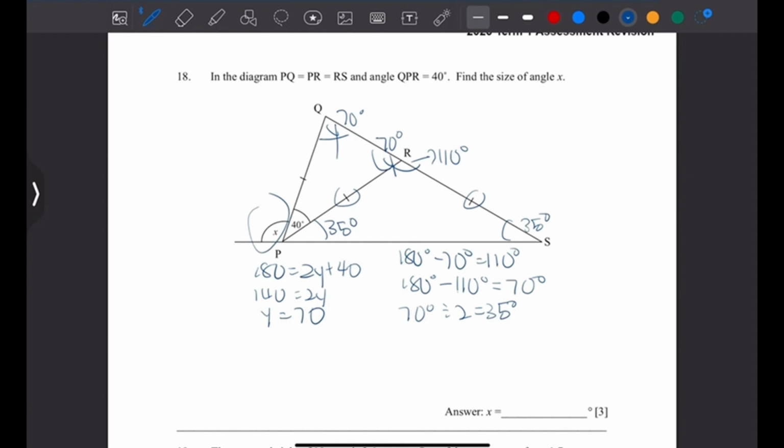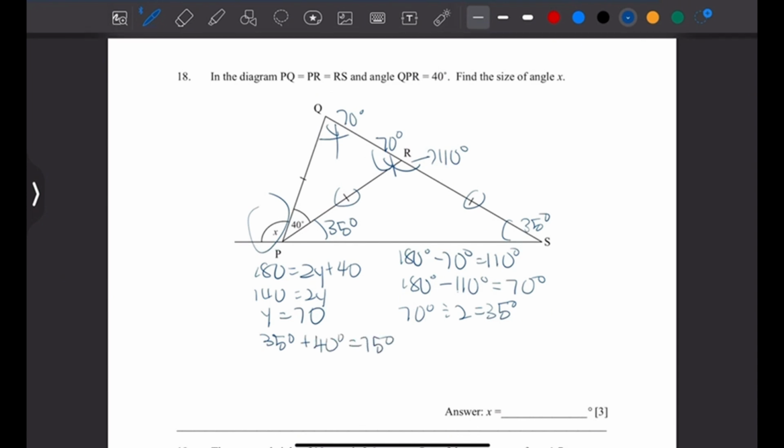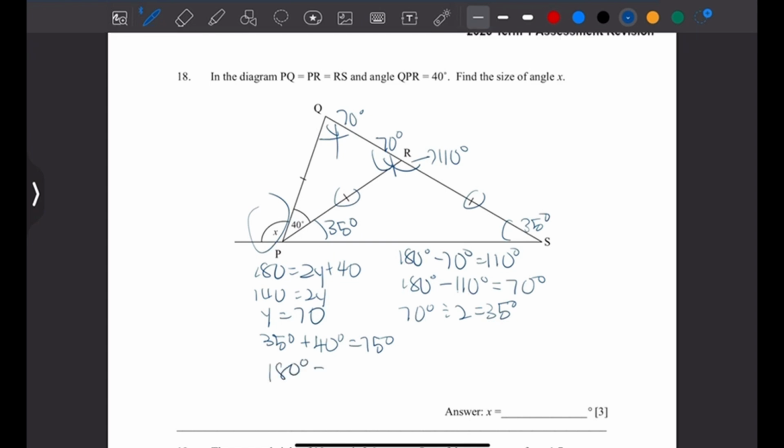Now we want to find angle X. To find this, we use 35 degrees plus 40 degrees equals 75 degrees, and it's on a straight line. So we'll use 180 degrees minus 75 degrees, you get 105 degrees. So the answer for X is 105 degrees.